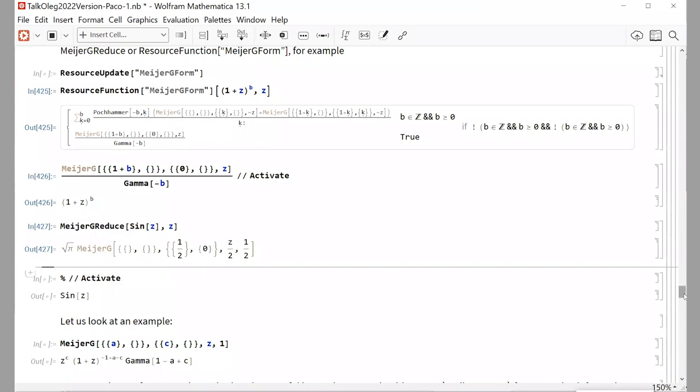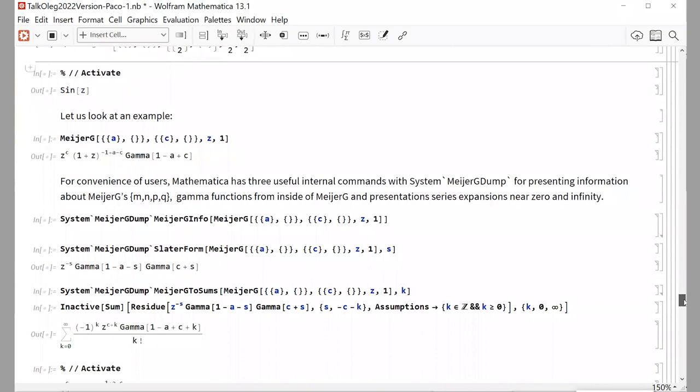Both made from my formulas, but at different times. And again, I can investigate this example. We take a function more generic than the previous one. We have additional parameters, A, C. And then we can look at what is inside of this MeijerG.